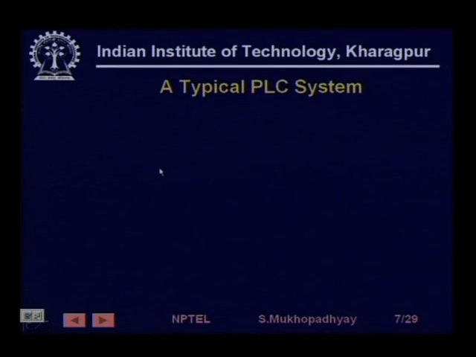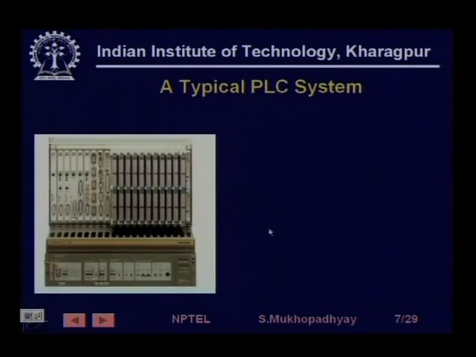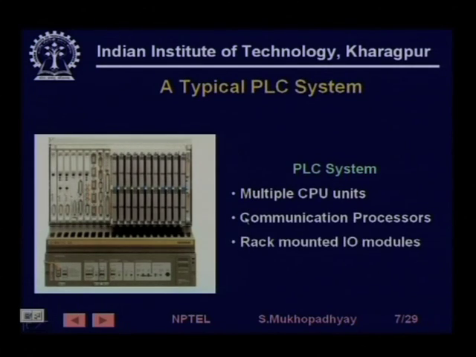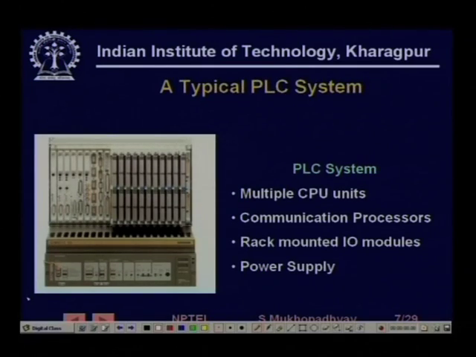So, let us look at a typical PLC system, a picture which will clarify things. So, here is a typical PLC system. You can see that it contains multiple CPU units. These are the various CPU units. Some of them could be communication processors or other coprocessors. One of them will be the main processor.